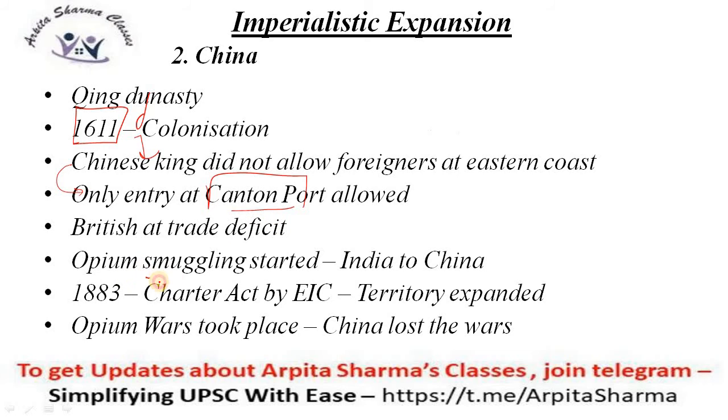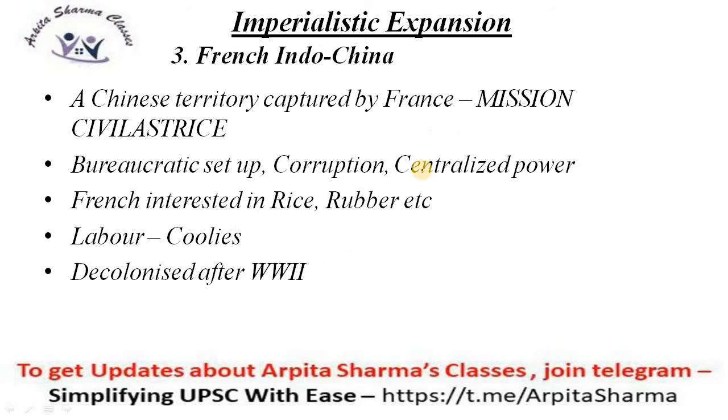They started smuggling opium, and opium was smuggled from India to China, which also led to the opium wars. And during these opium wars, China lost, and finally various measures were taken by English or the British East India Company. For example, the Charter Act of 1833. And China expanded its territory. British expanded its territory. Finally, French Indochina.